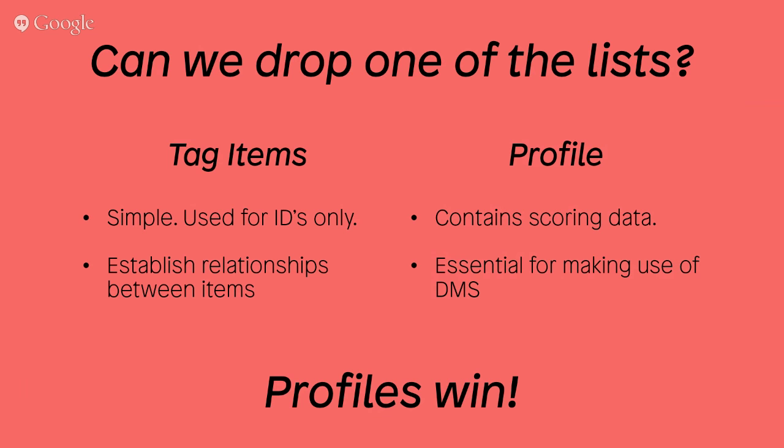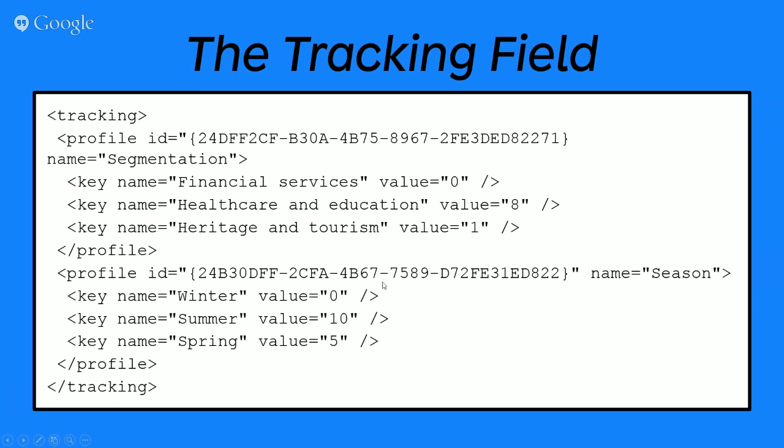So how do we go about that? How is the information related to a profile and the scoring data on an item stored? Well, it's the tracking field, so I had to get to it eventually. This is what the tracking field looks like that appears on every single Sitecore item. The tracking field is XML, as you can see.